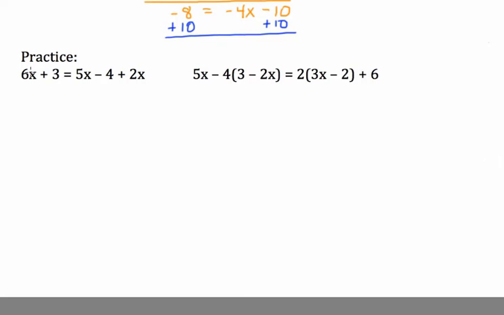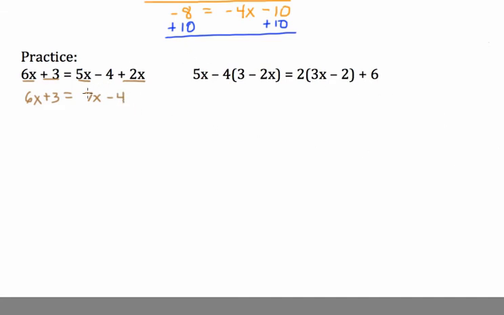On the first problem, I want to simplify my expressions before I start to solve. So I have two expressions, 6x plus 3 on one side and 5x minus 4 plus 2x on the other side. I want to simplify each of those individually before I start. I would start with the distributive property, but there isn't any. So now I add like terms. 6x plus 3. Those are not like terms, so they cannot be added. On this side of the equals sign, the 5x and the 2x can be combined to be 7x minus 4.